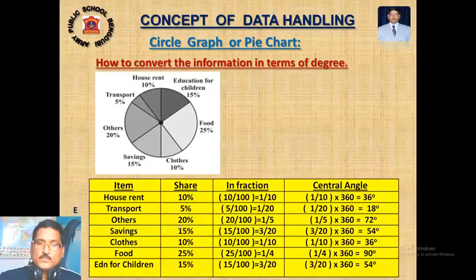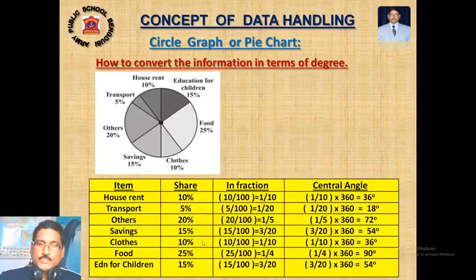Others is 20%, individual share 20%, fraction 20 upon 100. After cancelling I am getting 1 by 5. 1 by 5 multiplied by 360, I am getting 72 degree. So 72 degree refers to others. Savings 15%. 15% means 15 upon 100. You have to convert into fraction. Always remember 4 parts: item, share, fraction, central angle.